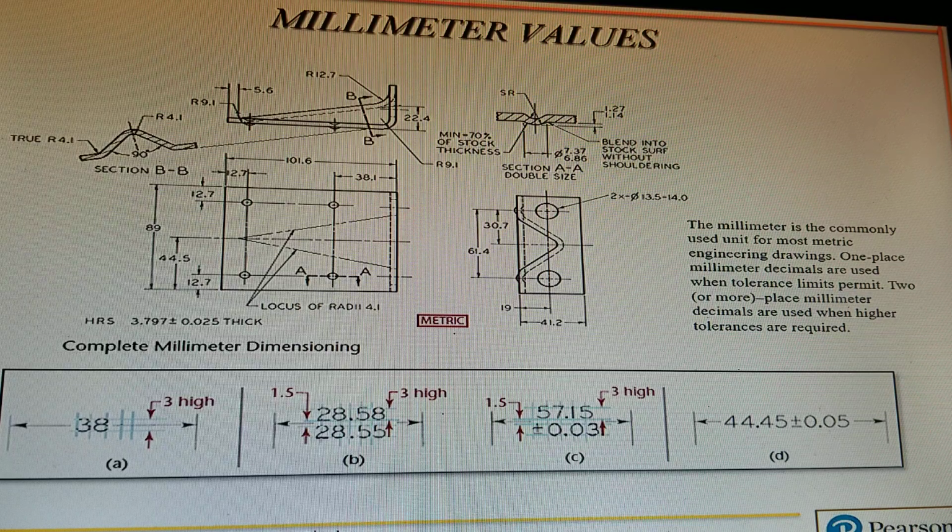For example, B there, it's probably 28.58 millimeters. That's as large as you can make it. But you can make it as small as 28.55. And then over on D, you have 44.45 plus or minus 0.05. So what that means is that part could be made 44.40 or up to 44.50.